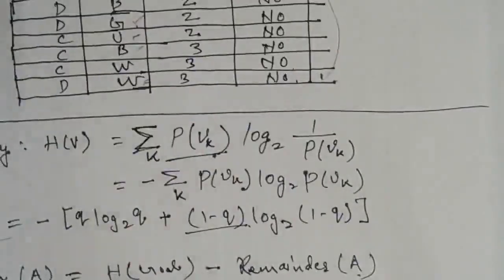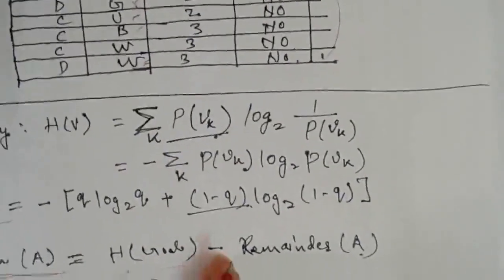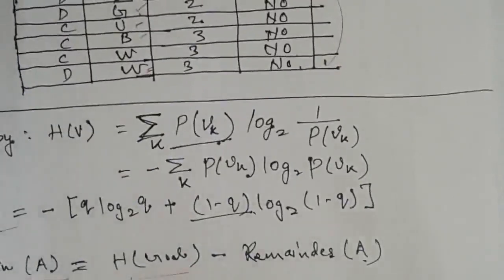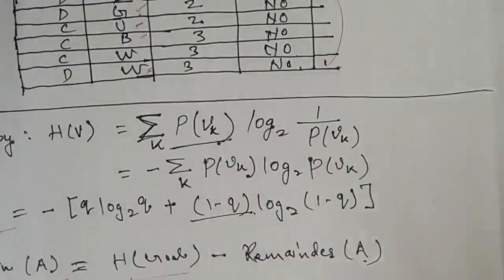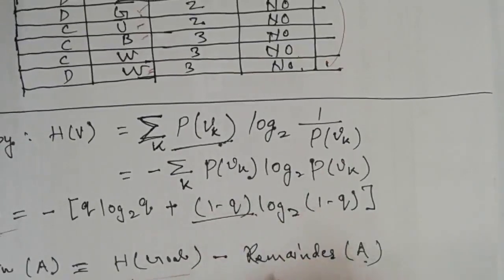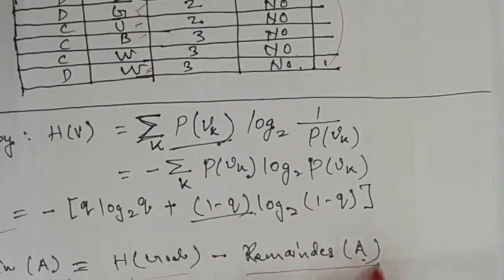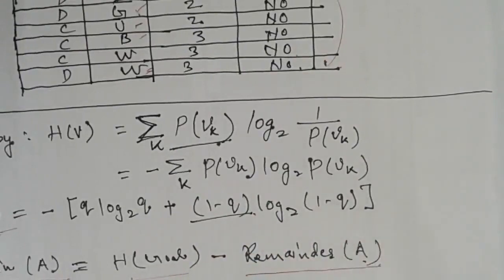Once A is the attribute, once you decide that particular A value, after deciding means you have taken the decision that A has a certain value. After taking this decision, how much uncertainty is there? This is the remainder uncertainty, meaning the uncertainty after you have decided the value of A. This is given by this remainder value.